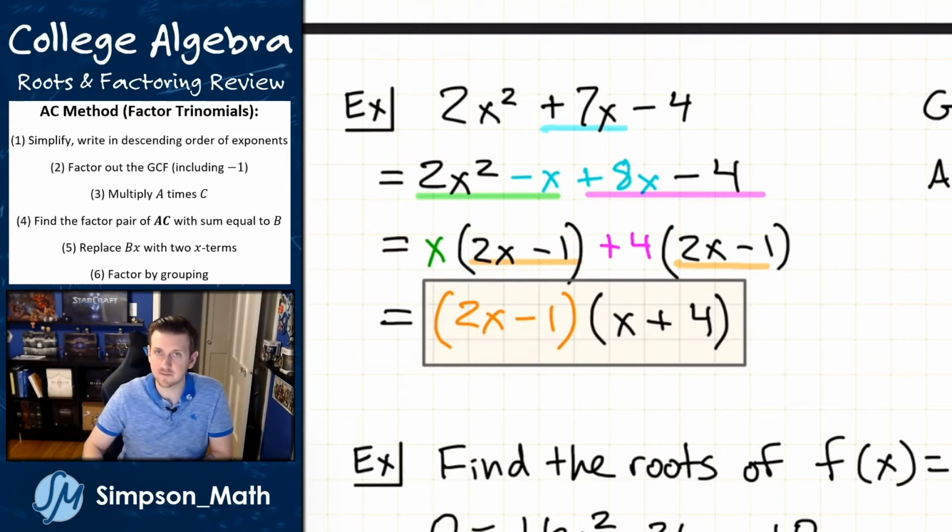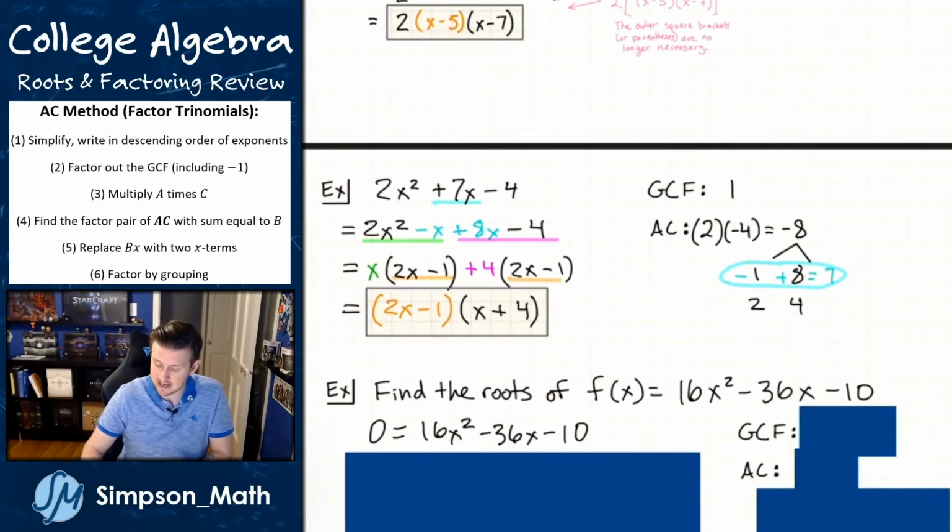So really the only difference with this one is that because it's a negative 8, because our C here was negative, we had to deal with the different signs. Now I'm still looking for a sum.